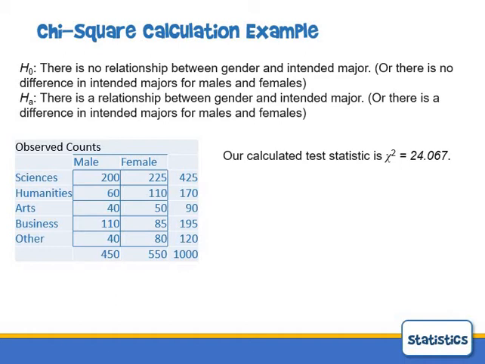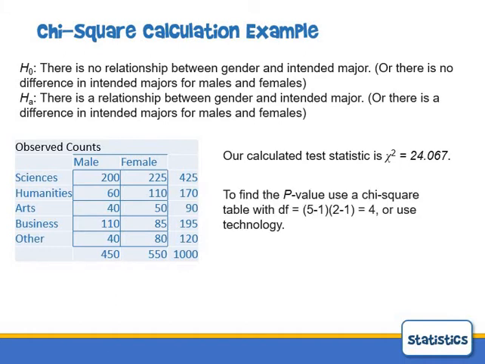So we computed previously the chi-square test statistic was about 24.067. The degrees of freedom, if you were going to look this up in a table, or if you just wanted to report the degrees of freedom, this is a 5 by 2 table, so it would be 5 minus 1 times 2 minus 1, which would be 4 times 1, so the degrees of freedom is 4.